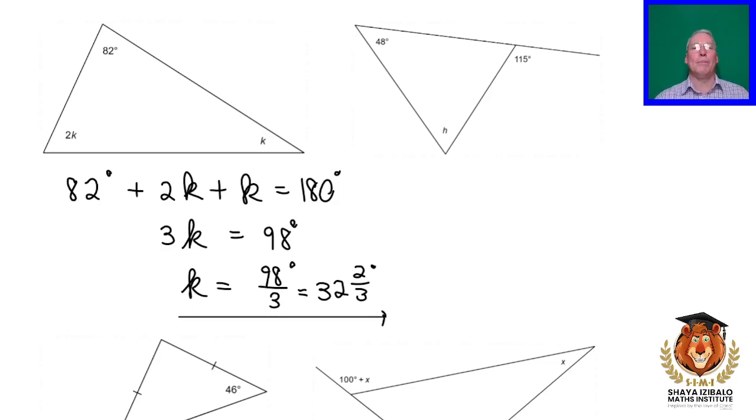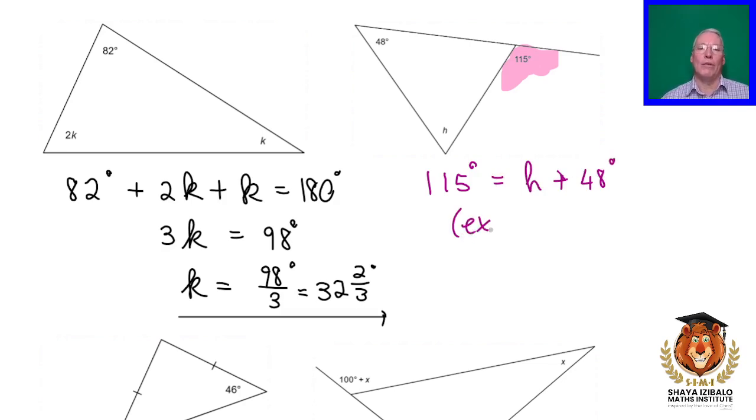Right, this one's quite easy to pick, I think. What sort of angle is this? Outside, it's an outside angle. What's the other word for outside? Exterior. So we know that 115 degrees is equal to H plus 48 degrees. Exterior angle of triangle. Let's subtract 48 from both sides to get H. All right, so 115 minus 48, and it's going to be 67 degrees.